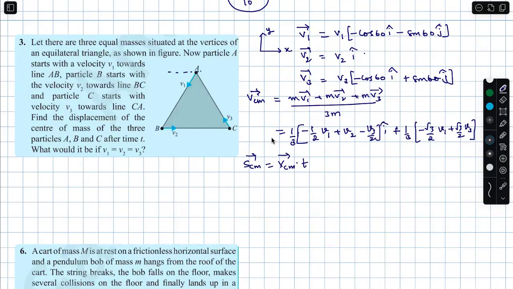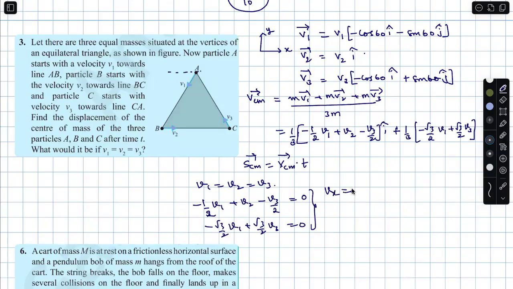Okay, right. What if V1 is equal to V2 is equal to V3, then what happens? 1 by 3 V1 plus V2 minus V3 by 2 becomes 0. Similarly, minus root 3 by 2 V1 plus root 3 by 2 V3 is equal to 0. Vx is 0, Vy is 0. Therefore, velocity of center of mass is 0.